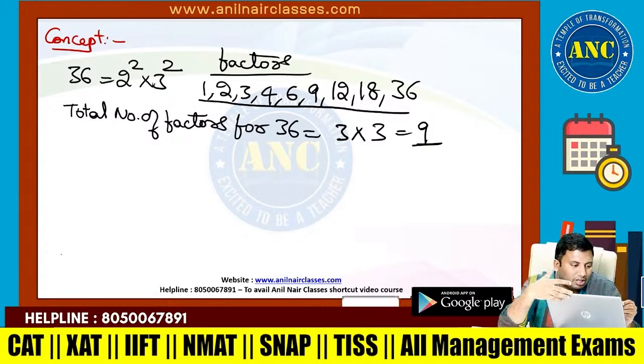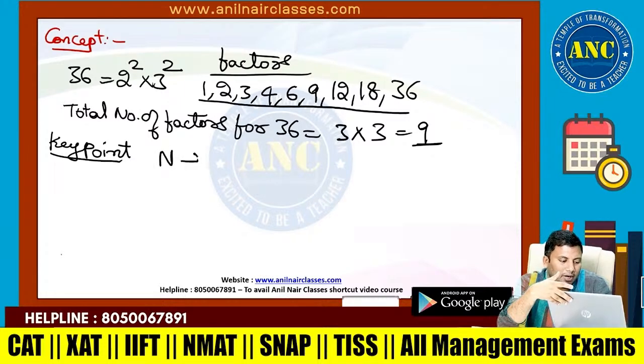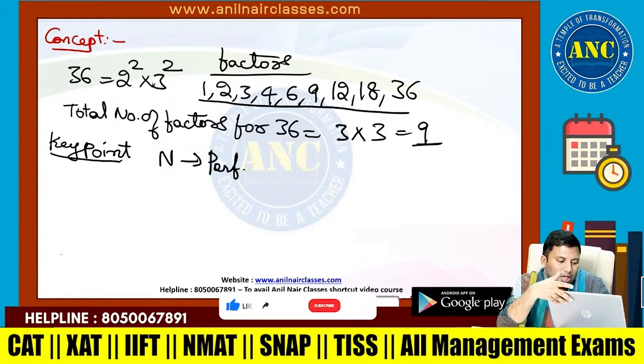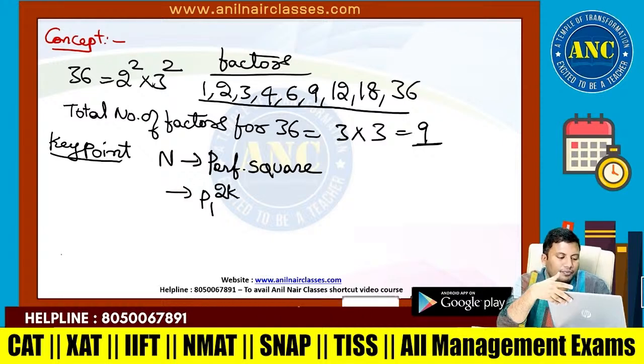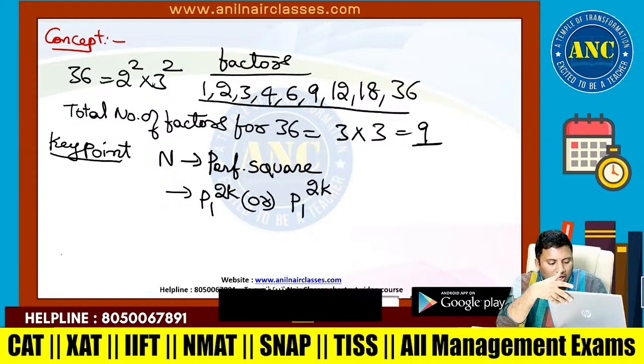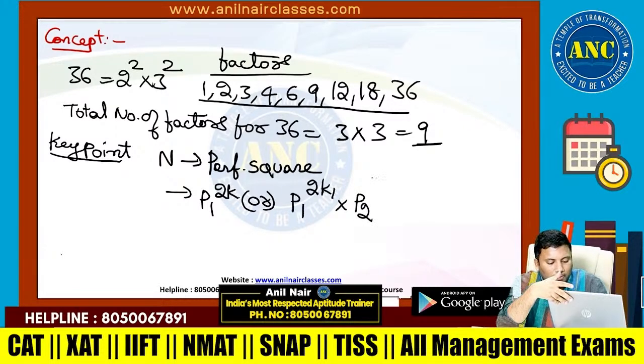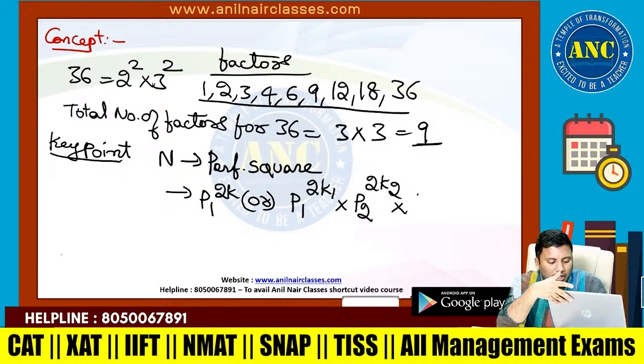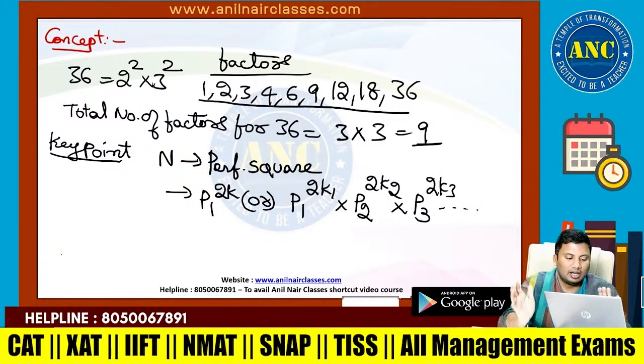Now, there is a beautiful key point through this example. A number is a perfect square. A perfect square will always have power either an even number or 0. It can have more than one prime base also: P1 power 2k1 into P2 power 2k2 into P3 power 2k3 and so on. Listen carefully.